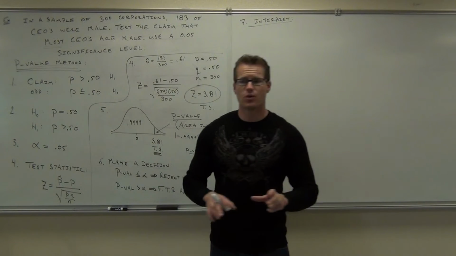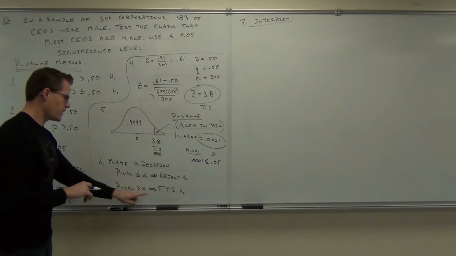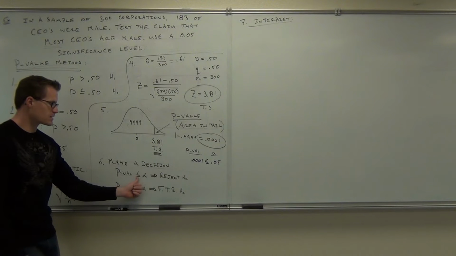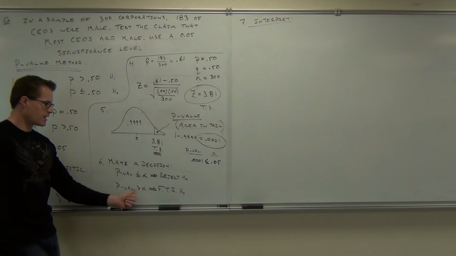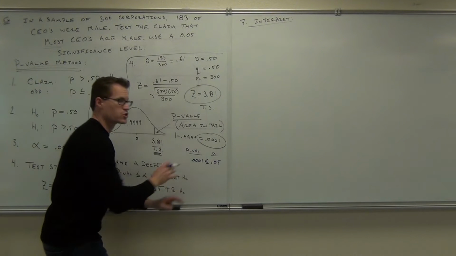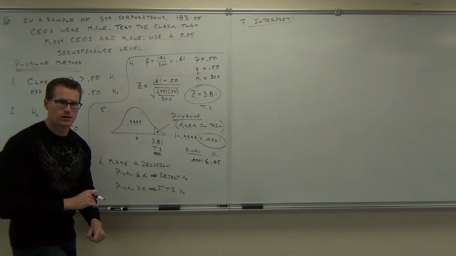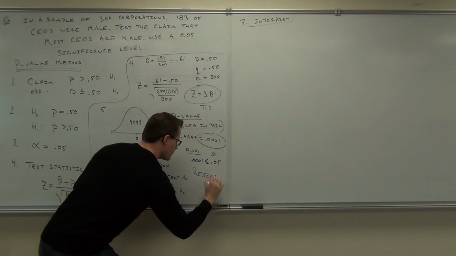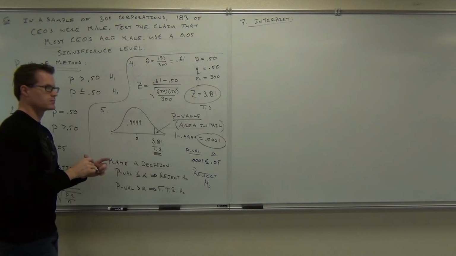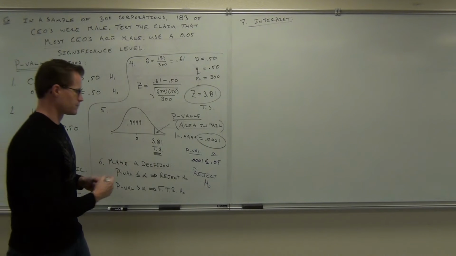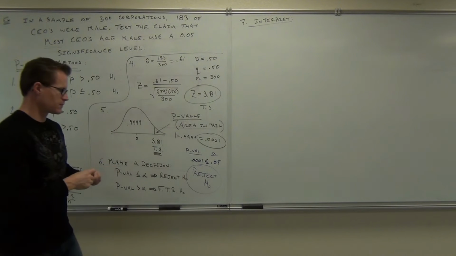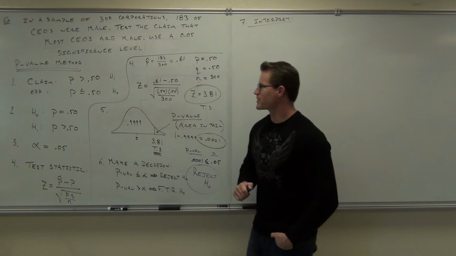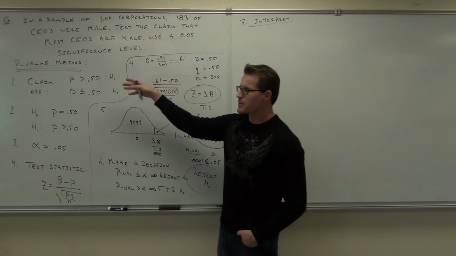So check it out. Are you going to reject h sub 0, or are you going to fail to reject h sub 0? This means fail to reject. Let's check it out. If the p-value is less than or equal to alpha, you reject. If it's greater than alpha, you fail to reject. What are we going to do here? Reject or fail to reject? Reject. We're going to reject. Why? The p-value is less than alpha. Reject h sub 0.